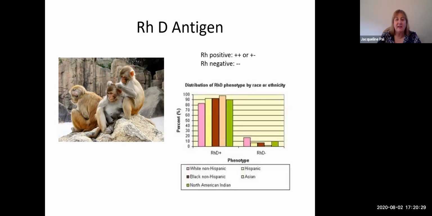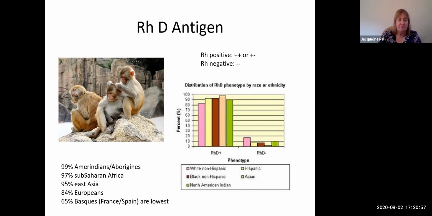So when we look at the incidence of this, it doesn't really matter about race or ethnicity. 80+% of all people are Rh positive, and a very small minority are Rh negative. And what you'll notice in the Asian community, it's even smaller. And that's because when we look worldwide, the Native Americans and Native Australians, 99% were Rh positive. Africa, 97%.